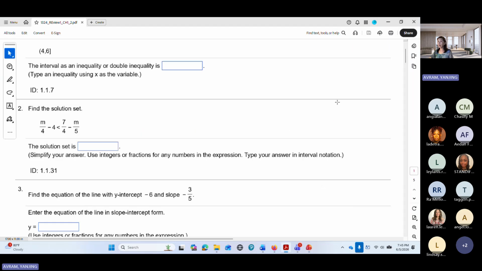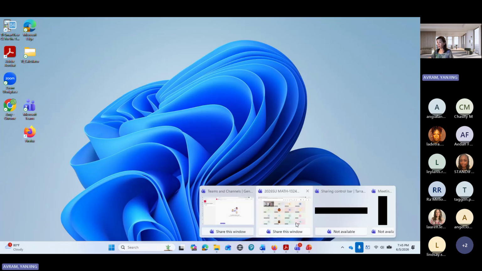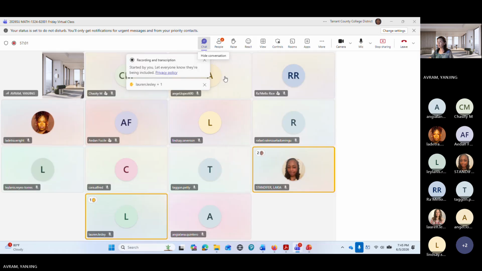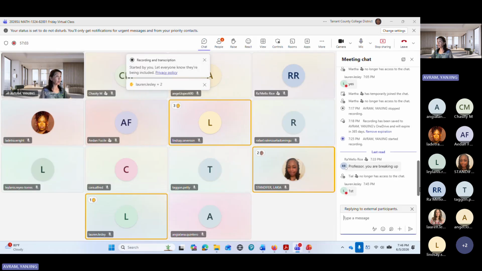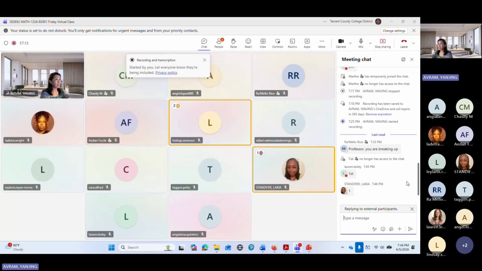Take a vote. How many of you prefer the first one? Type 1 if you prefer the first one, or type 2 if you prefer the second one. Just kind of quick. Anyone? The first method or the second method?